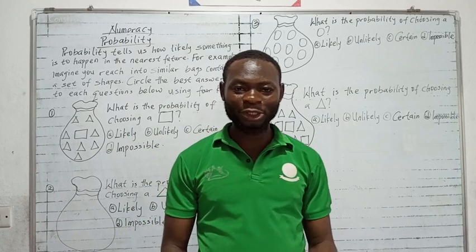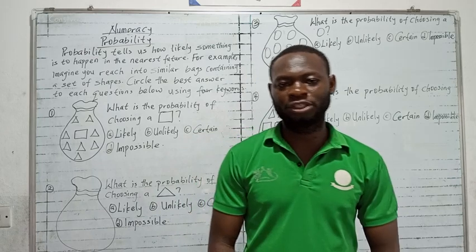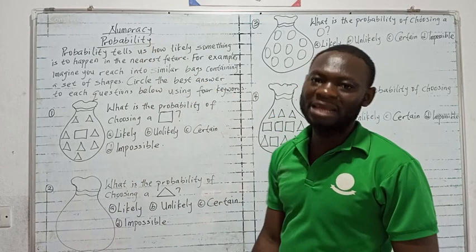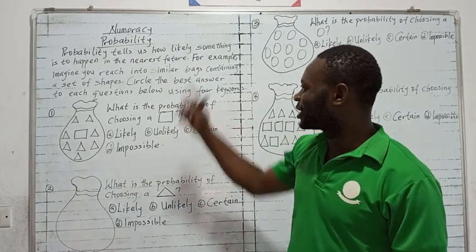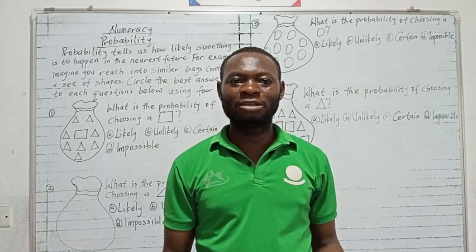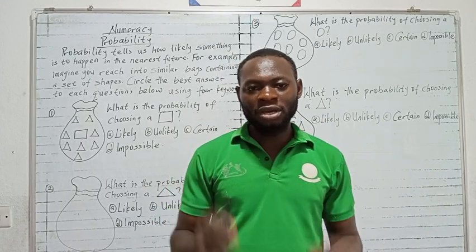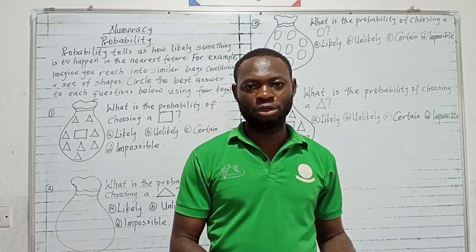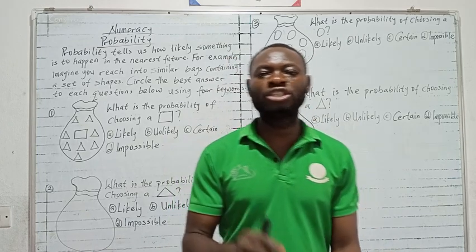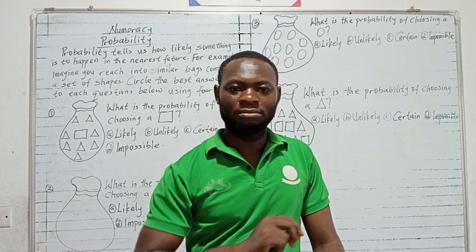So last time we looked at fractions, the different types of fractions, and we looked at addition of like fractions. Today we are going to look at the concept of probability. Probability talks about the chances of occurrence of an event. If an event has a chance to occur, we say that it's a probability. So probability talks about the chance of occurrence of an event.